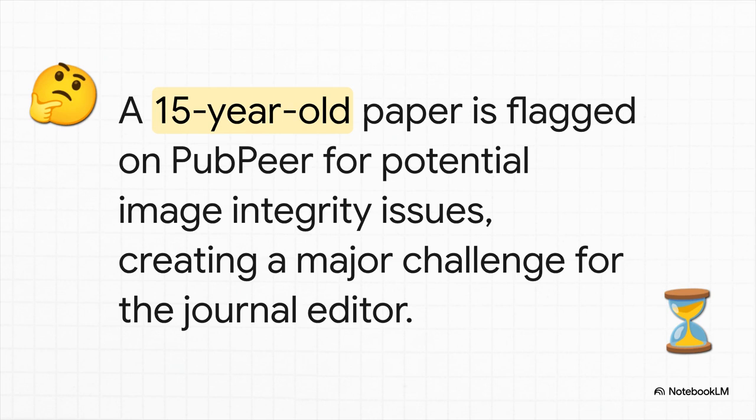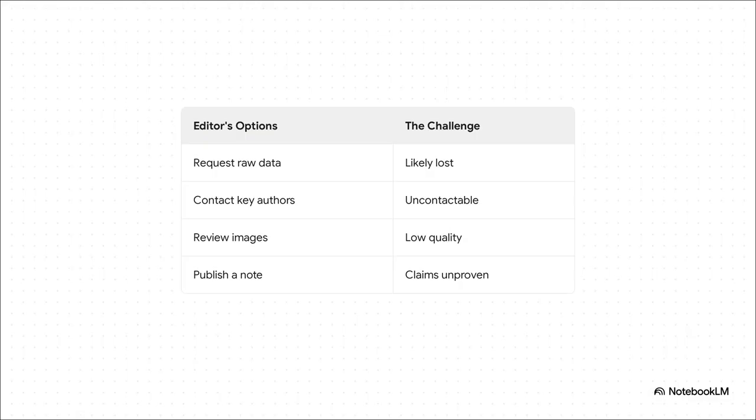So let's look at a perfect example of this. It's a real case that was brought to the Committee on Publication Ethics, or COPE. Here's what happened. An anonymous comment popped up on PubPeer. It called into question an image in a scientific paper, a paper that had been published more than 15 years ago. And this just perfectly shows the impossible situation the editor was in.